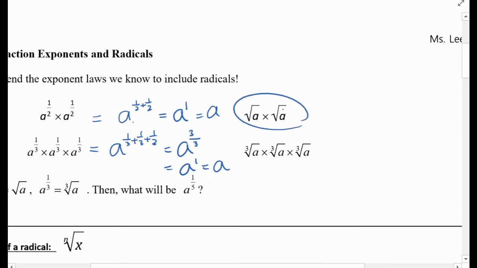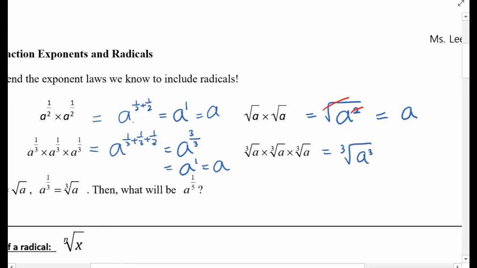Then what about this? Square root of a times square root of a. So remember this, everyone? Square root of a squared, the square root and the exponent 2 will cancel out, and the leftover will be a. This one, cube root a, cube root a, cube root a. You're repeatedly multiplying 3 times. Then again, cube root and the exponent 3 cancel out, it becomes a.